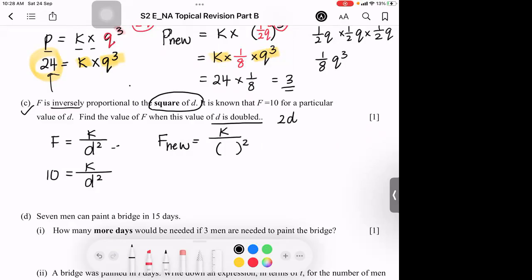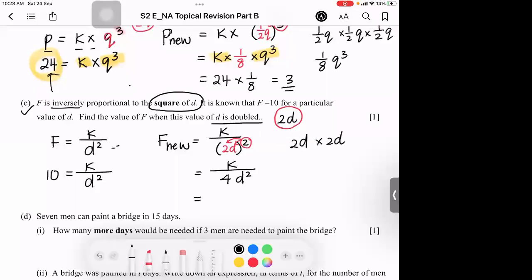Okay, so this one, what happened to the D? The D is now 2D. Put inside. But remember, square, power, whole thing square. The square must give to the 2, must give to the D. So this one will be K over 2D whole thing square. That will give you 4D square.